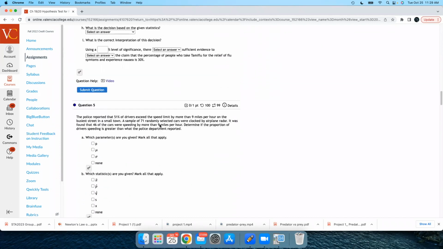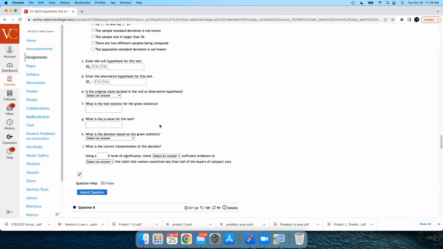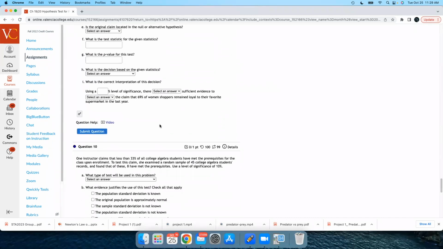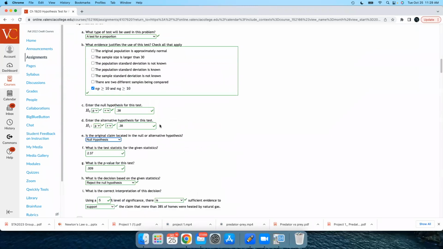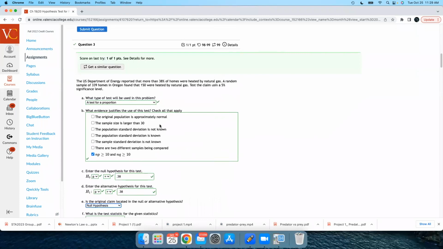Okay, and then you'll see a lot of these questions are essentially the same thing. These take practice. So take your time on these. Don't just guess at them. Take your time, practice. Once this clicks, it's super easy. But it takes a little bit of practice for it to click.